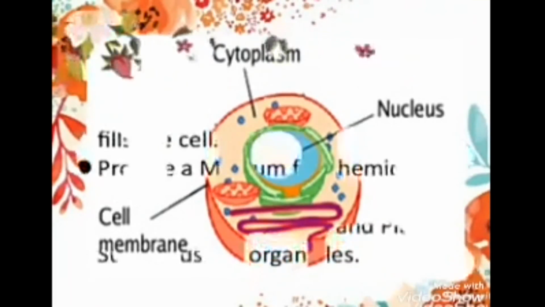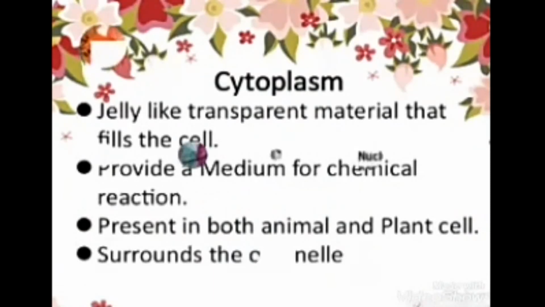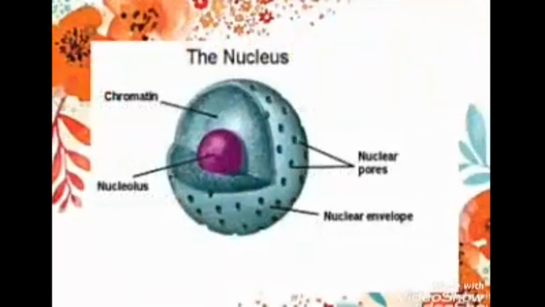Now here is the cytoplasm. Cytoplasm is a jelly-like transparent material that fills the cell. It provides a medium for chemical reactions. It is present both in animal as well as in plant cells. It surrounds the organelles and helps prevent friction.